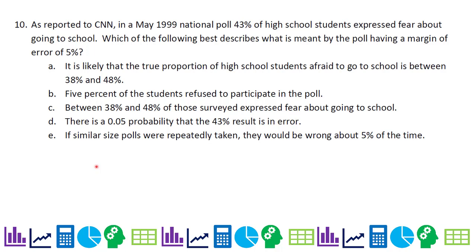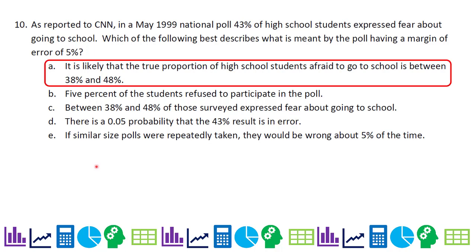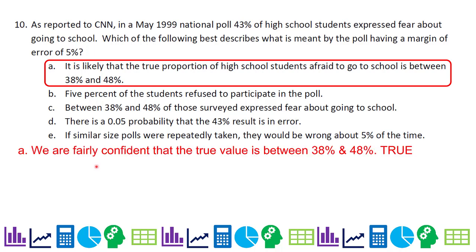Number 10, as reported to CNN in a May 1999 national poll, 43% of high school students expressed fear about going to school. Which of the following best describes what is meant by the poll having a margin of error of 5%? By the way, I'm going to accidentally mark the correct answer right away. So how do we get there? Well, for part A, we're fairly confident the true value is between 38% and 48%. It's not that it's shifting around, but the odds are that's where it's at. It's not really a probability, it's just our confidence level. So that one is true.